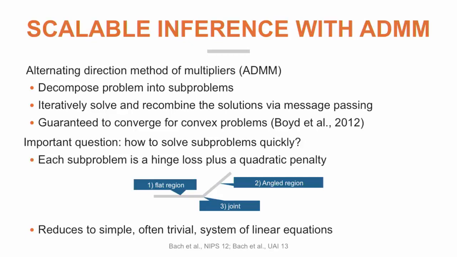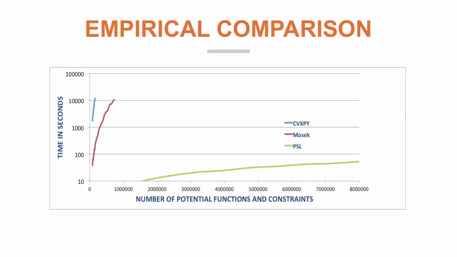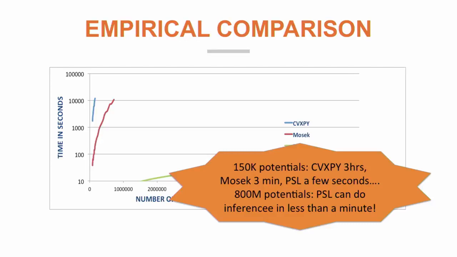And so if we compare this to an off-the-shelf optimizer like CVXPY, an industrial strength optimizer like MOSEK, versus our PSL ADMM, we're just blowing it out of the water. This graph is at a scale that you can't really even interpret it. For example, a problem that has 150,000 potentials takes about 3 hours using CVXPY, about 3 minutes using MOSEK, and seconds with ADMM. With our implementation in PSL, we can do something that has 800 million potentials in less than a minute.